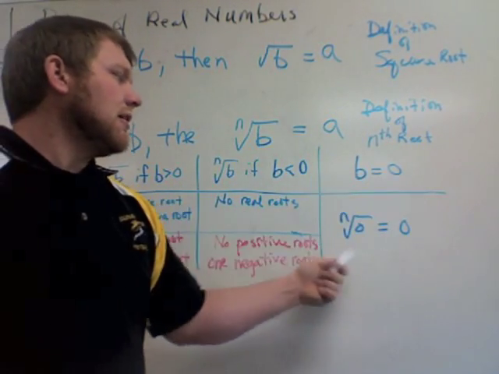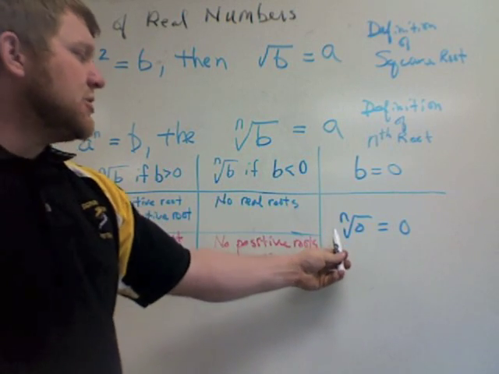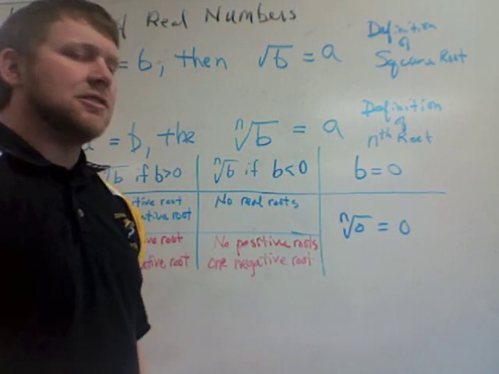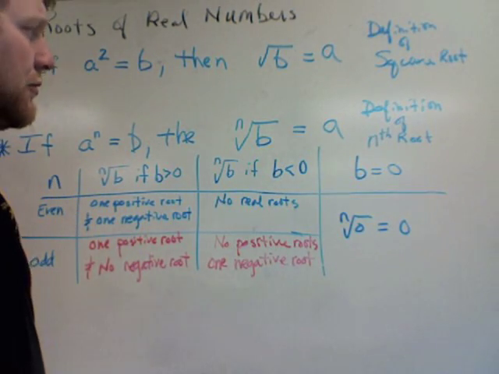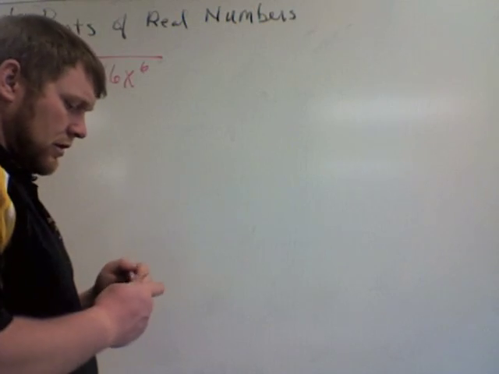The last property of this chart is that when you take the nth root of 0, you're just going to get 0. That's pretty simple, hopefully, to all of us.